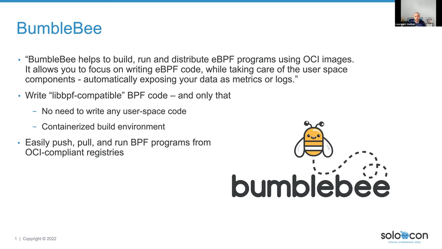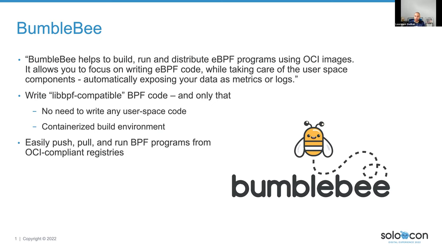And then the last point here is to easily push, pull, and run BPF programs from OCI compliant registries. So take everything that we just said: you write your code, you don't have to write the user space component, but then you can package that up in an OCI image, which means you can push it to, say, GitHub Container Registry or pull it from there. That way it's a lot easier to share, distribute, and iterate on your programs. For example, with Bumblebee, we have a few examples, and we need to add a lot more, that are stored in our GitHub container registry.